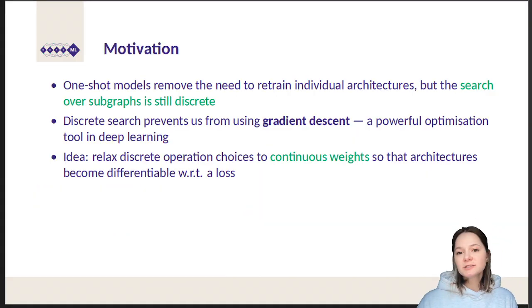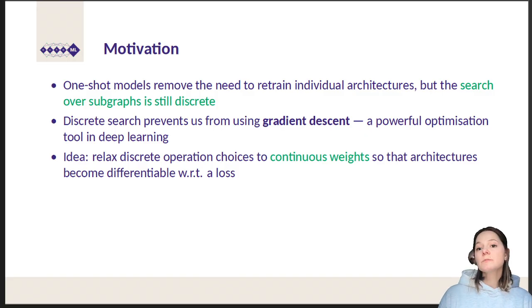So in the last lecture we talked about one-shot models, and that one-shot models remove the need to retrain individual architectures. However, the search over the subgraphs is still discrete, for example using Bayesian optimization or evolutionary algorithms. However, this discrete search prevents us from using gradient descent, which is the powerful optimization tool in deep learning which we use on a daily basis.